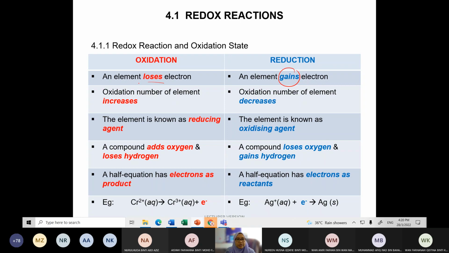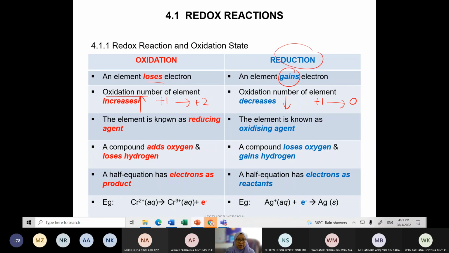Oxidation, in terms of oxidation number, it will increase. But reduction, it will decrease. For example, oxidation number increases, initially +1, after oxidation they become +2. Or reduction, initially maybe +1, after reduction they become 0. So this is reducing, a decrease in oxidation number for reduction.